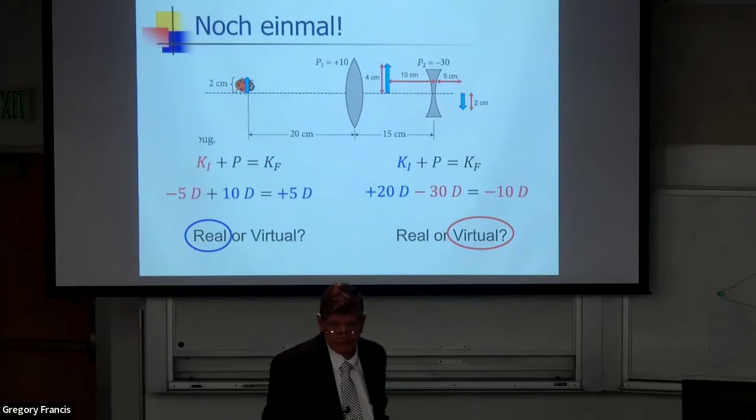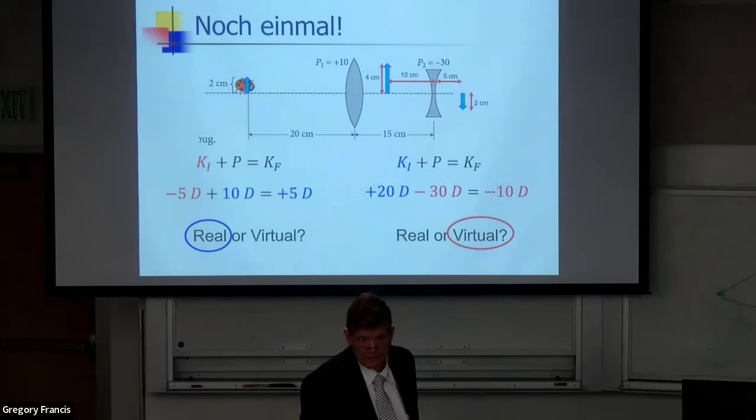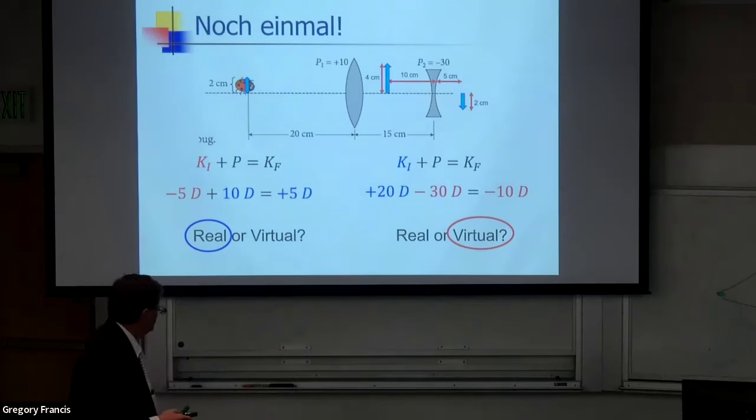So I understand by the map why it's virtual. What would the wavefronts look like on that second lens? Like those wavefronts that you draw sometimes?